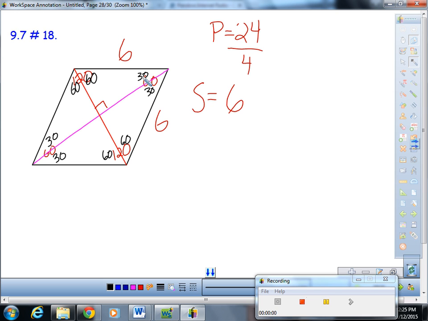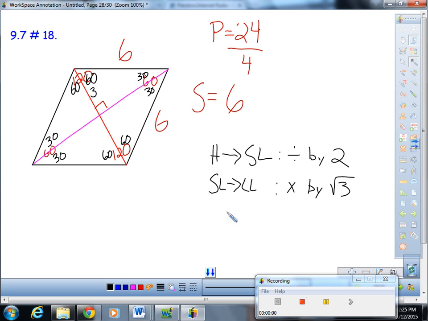We always want to find the short leg first. So how do we go from our hypotenuse to our short leg? We divide by 2. It's in your notes. That makes this 3. How do we go from our short leg to our long leg? It's getting bigger, so we multiply by radical 3. You're just going to have to memorize those. And that makes this 3 radical 3.